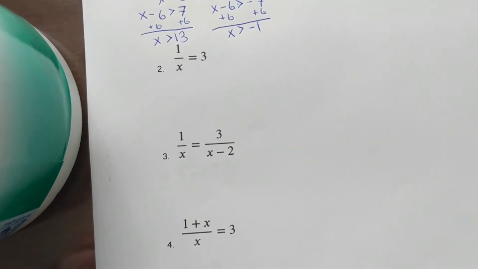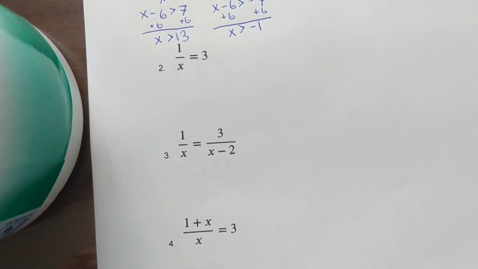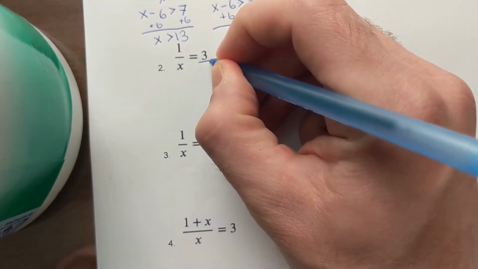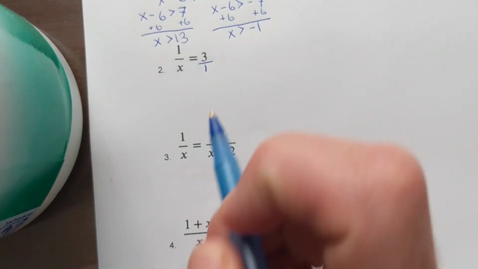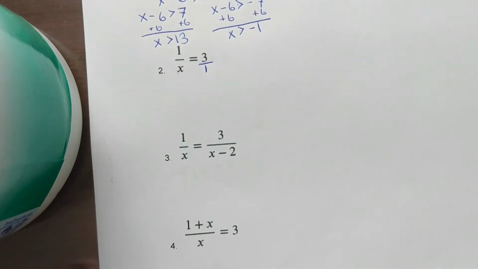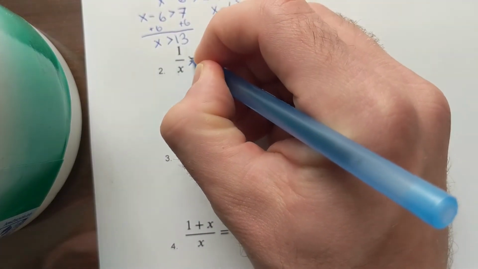All right, here's where things start to get crazy. Not really. Hopefully this will be easy once we start to go over them. So we have 1 divided by x, or 1 over x equals 3. I'm going to do something that might be strange, but it means the same thing. If I have 3, it's the same as having 3 over 1, right? 3 divided by 1 is 3. So I did that, and now I have a fraction equals a fraction. And if you remember back to elementary math, when we have a fraction equaling a fraction, we can cross multiply.